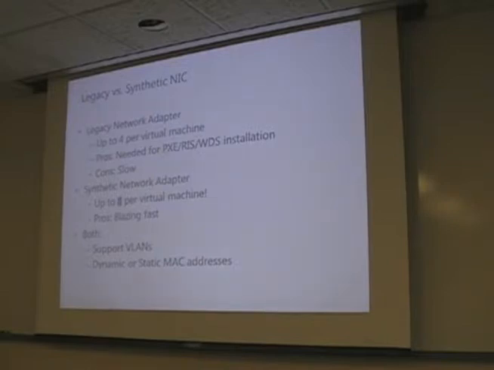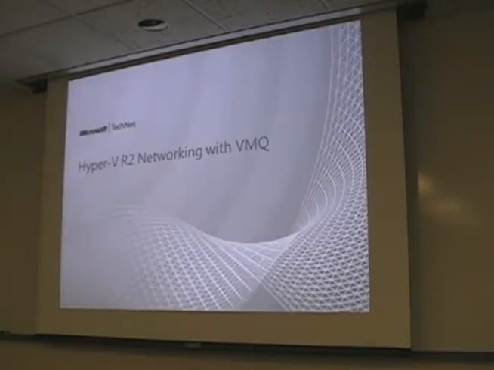Because it's got to do that switching. There's a lot of extra overhead to the parent to manage that. The synthetic network adapter allows up to 8 per virtual machine, and it's blazing fast. It's like a direct tunnel to the hardware. Not exactly, but you could look at it that way because it's fast. Both do support VLANs and dynamic or static MAC addresses. So you can create your own by setting them statically, or you can do dynamic.